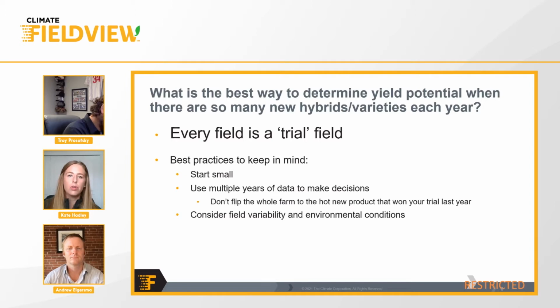So if we are able to look at multiple years of data, we can really balance out those high and low yields and see what's really going on and get a good overall view of what's happening on our farm operation. It can be tough when we have new products coming out each year, but if we can make decisions on multiple years of data, that's going to be best for balancing those averages.